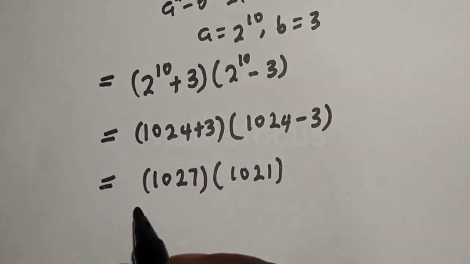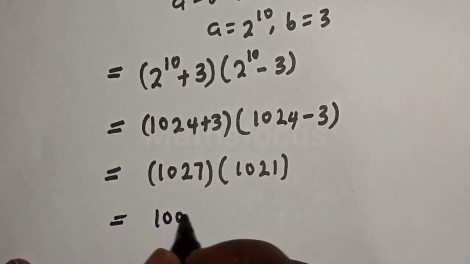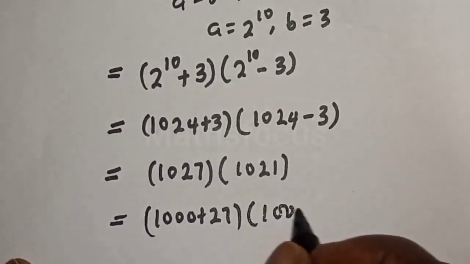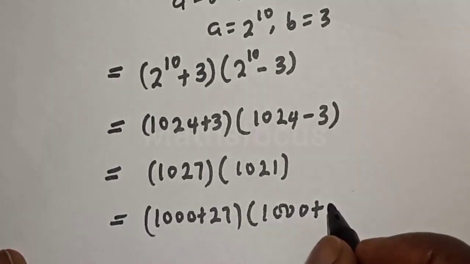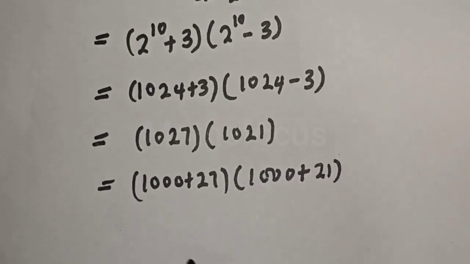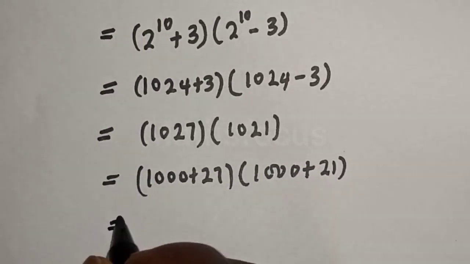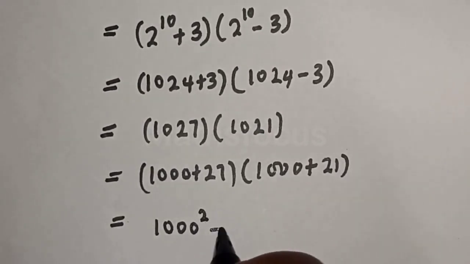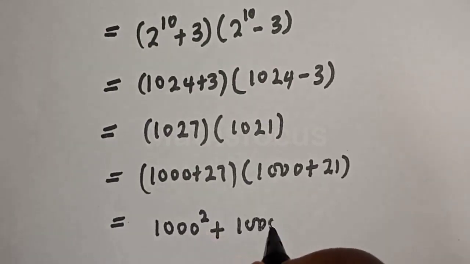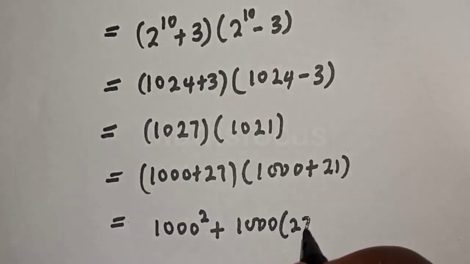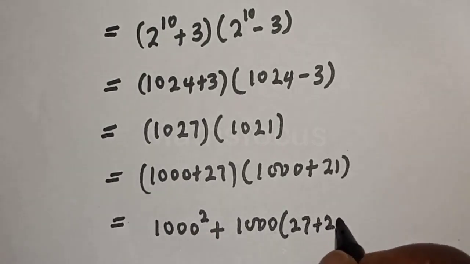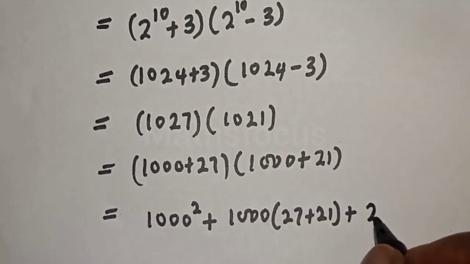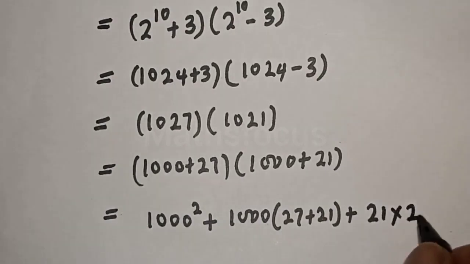1021. And this is the same thing as (1000 plus 27) multiplied by (1000 plus 21). And let's multiply out. We have 1000 times 1000. This is equal to 1000 squared, plus 1000 times (27 plus 21), plus, here is 21 times 27, 21 multiplied by 27.